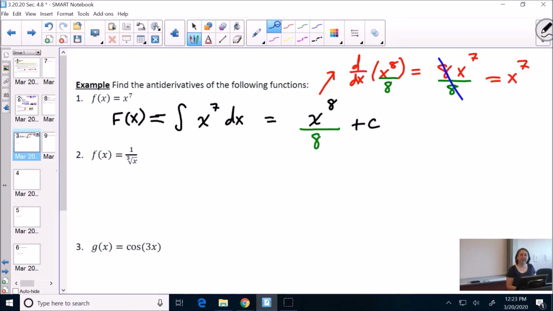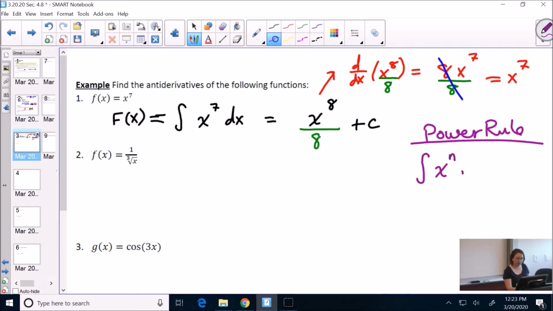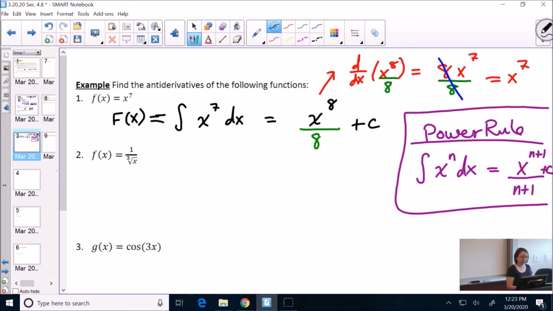The answer here is that there is a shortcut for doing the power rule backwards. This is the antiderivative. If you have the antiderivative of x to a power, the power rule backwards is as follows. You add 1 to your power, and you divide by your new power. Don't forget your plus c at the end. So this is the power rule backwards. So this was our answer.